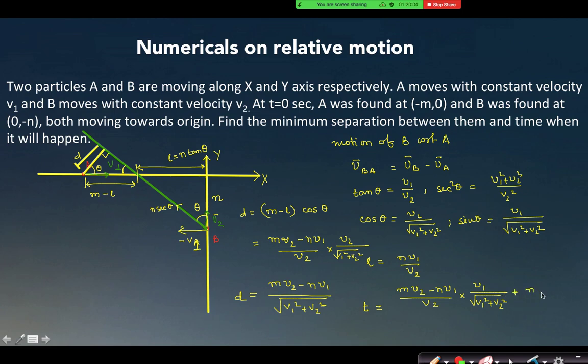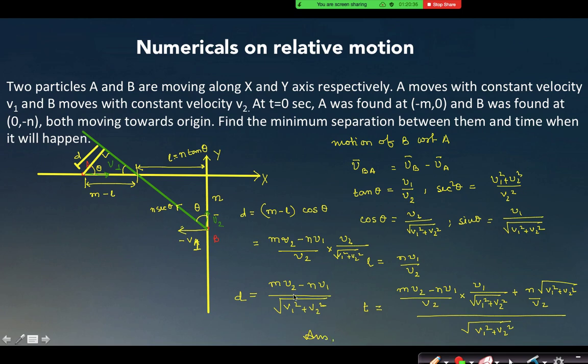Sec theta we have also calculated. It is root over v1 square plus v2 square by v2, and divided by root under v1 square plus v2 square. So that should be the time, and you can simplify it. You can take v2 out of the denominator, v1 square gets cancelled, and then you can find the time. Basically that should be the answer and the process of how to solve this question.